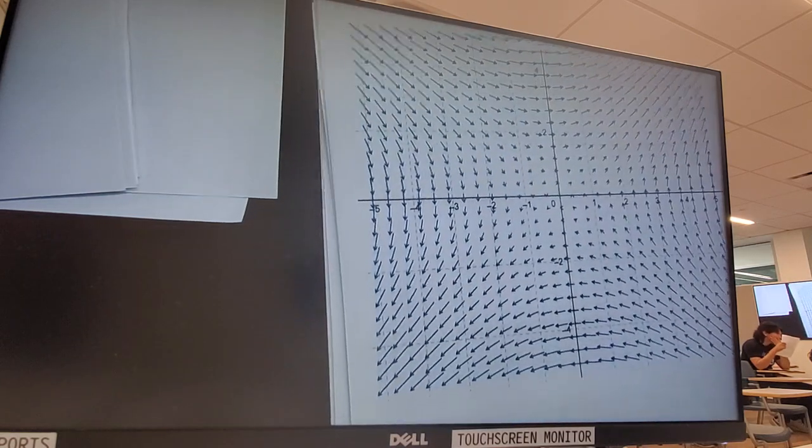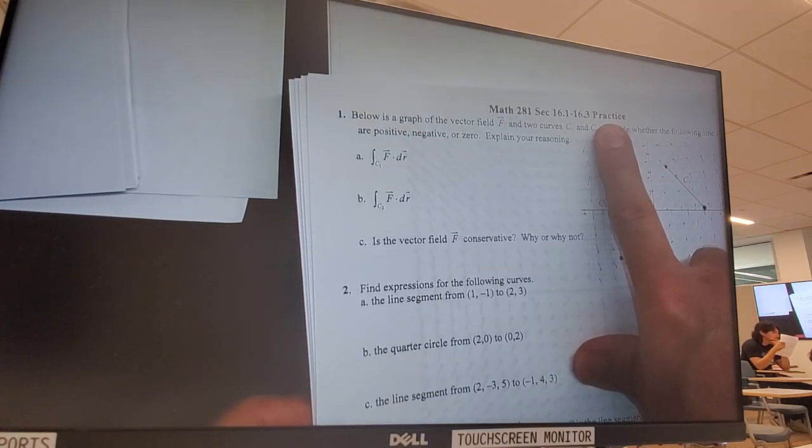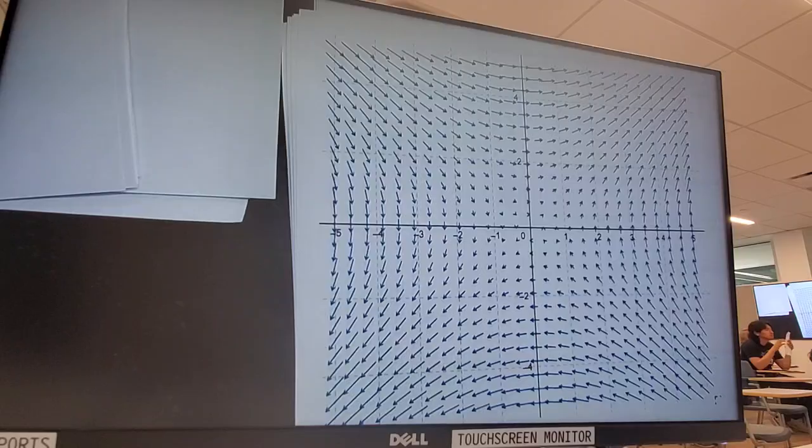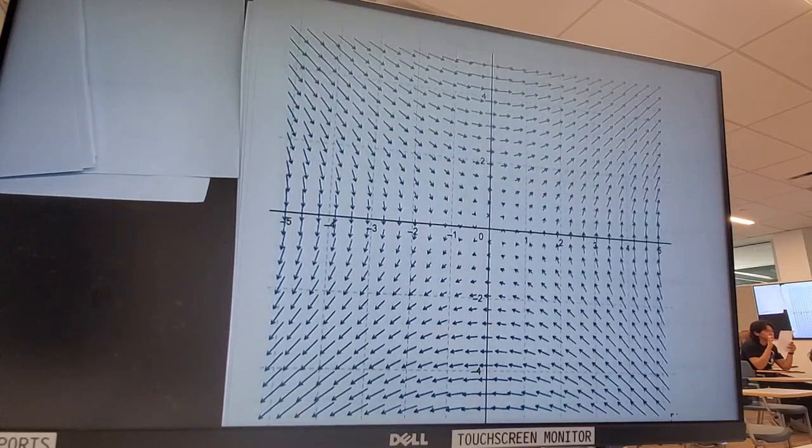All right, so what I want to point out real quick, I want to try to develop this idea intuitively a little bit. Look on the back of this practice sheet that I gave you. You've got this beautiful vector field. We talked about vector fields in 16.1. We took a break from them in 16.2 to set up an idea of a line integral on its own. 16.3 brings both ideas together.